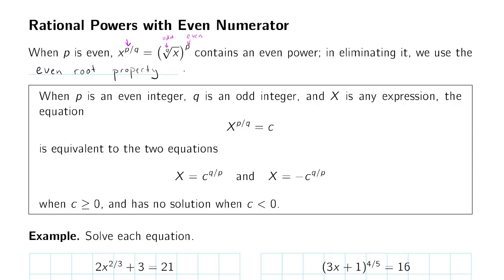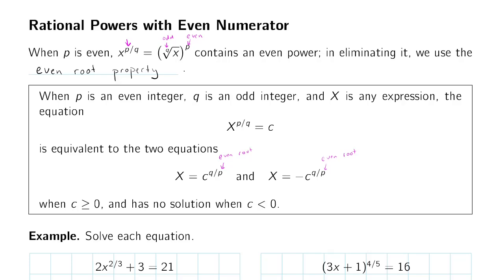So if we have x to the power p over q equals some number, we can take the q over p power on both sides. But notice here we're taking secretly an even root. We're taking the pth root as part of taking that rational power. And we can either have the positive pth root or the negative pth root.